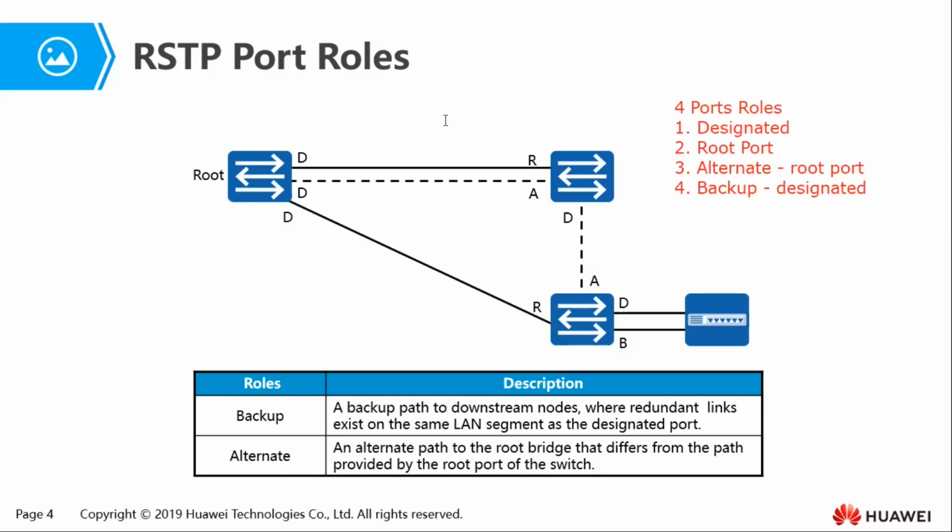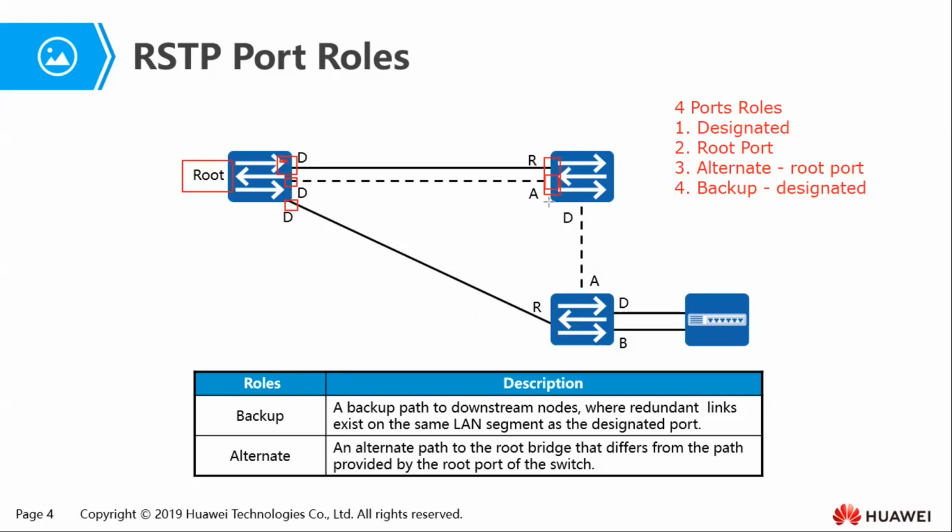So we can see here, just as a recap, that this is the root, and therefore all the interfaces on the root will be designated ports. Now these are downstream switches. For example, here we have 2 ports that can be used. We looked at this scenario yesterday, and one has to be blocked. In this case, we are blocking this port.